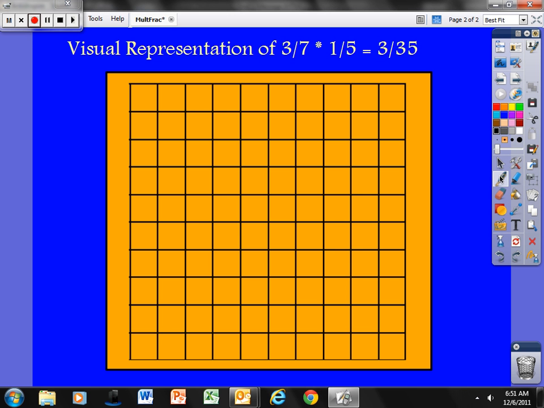Yesterday we worked with multiplying fractions and we really did the basic computation part. And today I want to do a little visual representation of why, for instance, if we look at an example up here, 3/7 times 1/5 is equal to 3/35.